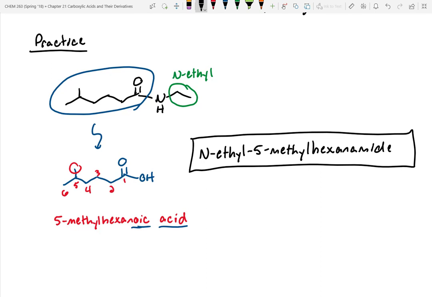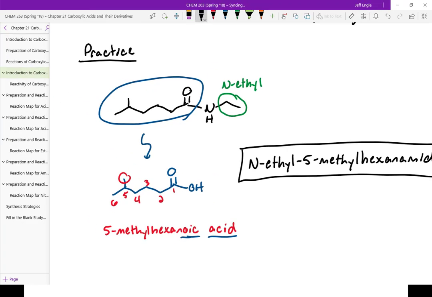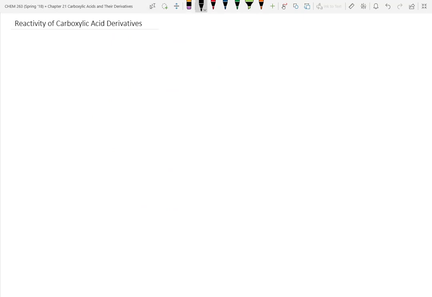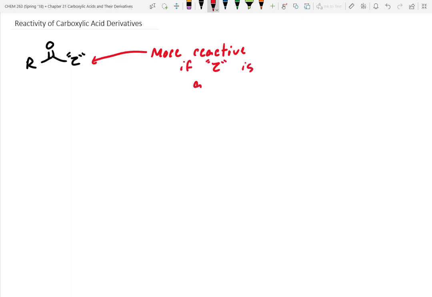All right, now we've got to talk more about carboxylic acid derivatives and their reactivity. At least one person's excited. And if you remember, for all of these, we had some sort of group coming off that position. So I'll just label that Z. And Z, if you remember, must be an electron withdrawing group in order for it to be a carboxylic acid derivative. And the key thing to remember is it is more reactive if Z is a good leaving group.